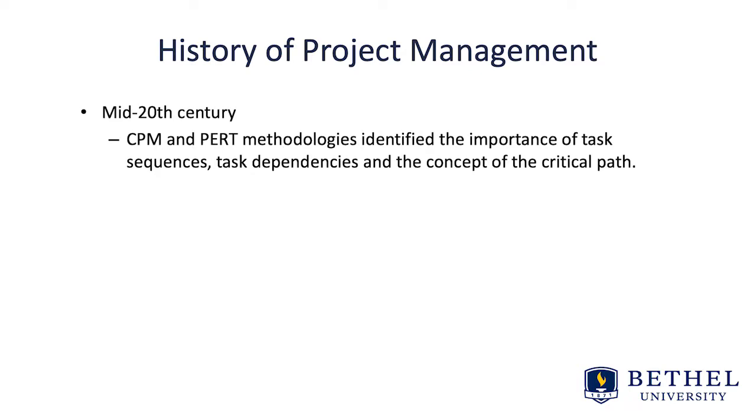In the mid-20th century, we saw two methodologies that helped project management evolve. One is the CPM and the other is the PERT methodology. What they do is they help with the task sequences, dependencies, and the concept of what we call a critical path. Critical path is very important to understand. In fact, a critical path is used to determine the true duration of a project, regardless of all the tasks that have to be accomplished in order to finish the project.